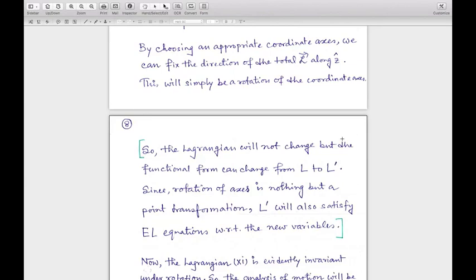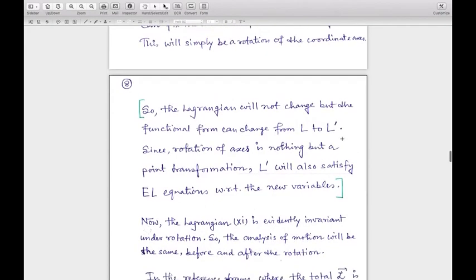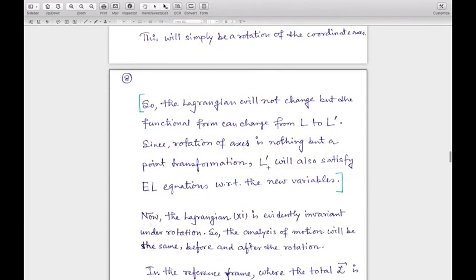So the new Lagrangian, when written in terms of the new variables of the new rotated coordinate axes, may change its functional form, but it will be the same Lagrangian. There is no problem, because you are writing the same expression in terms of the new coordinates, right? And L prime, as you have already seen in one of the tutorial problems, will also satisfy the Euler-Lagrange equations with respect to the new variables, right?